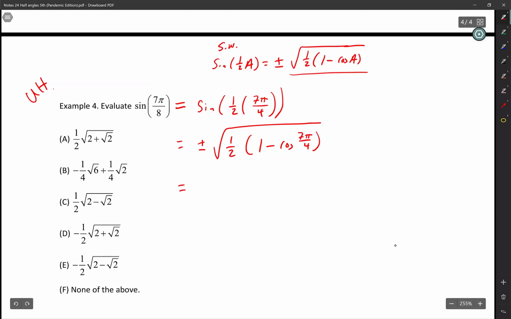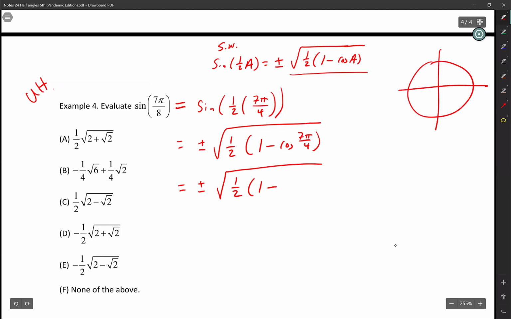If you have your unit circle, that would be cool. Hopefully by now you already know how the unit circle looks, but if you don't, I'll do a quick sketch right here. And 1 minus cosine of 7 pi over 4. 7 pi over 4 is in quadrant 4, guys. Square root of 2 over 2, negative square root of 2 over 2. Cosine is the x value, so I write square root of 2 over 2. Don't worry, guys, we're almost done.